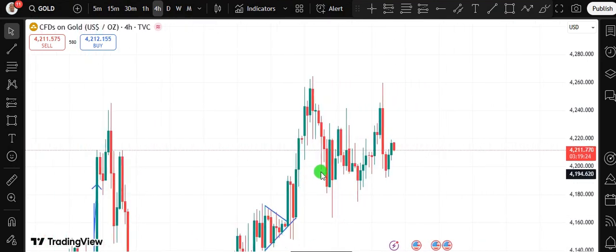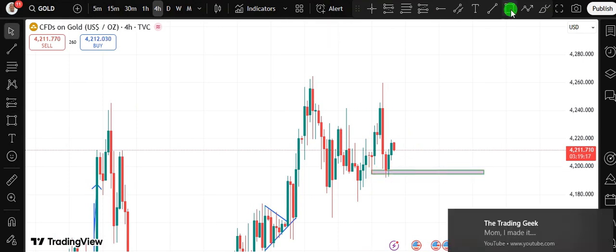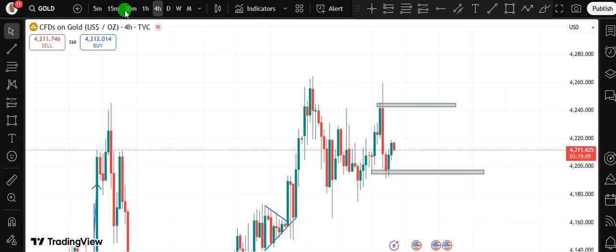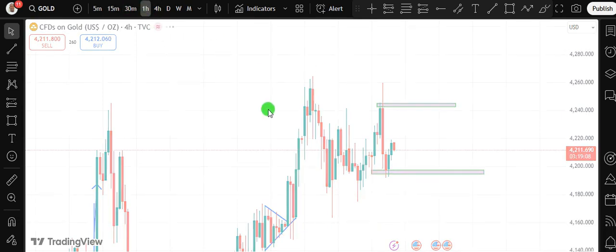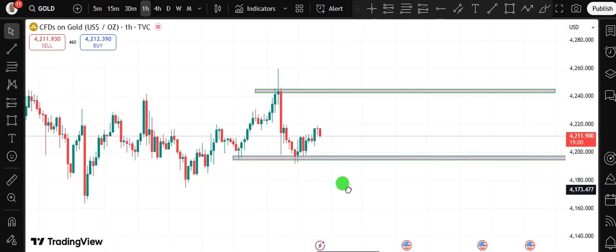So let's check out what's going to happen today. Of course, let's mark out the recent low, recent high. Closing these ads. Okay, then let's go to the 15 minutes chart. Before 15, let's go to 1 hour to confirm the zones we marked. Okay, good. I think this one is actually clear.